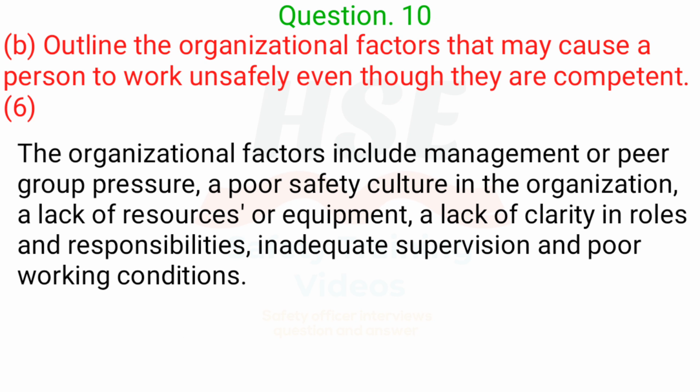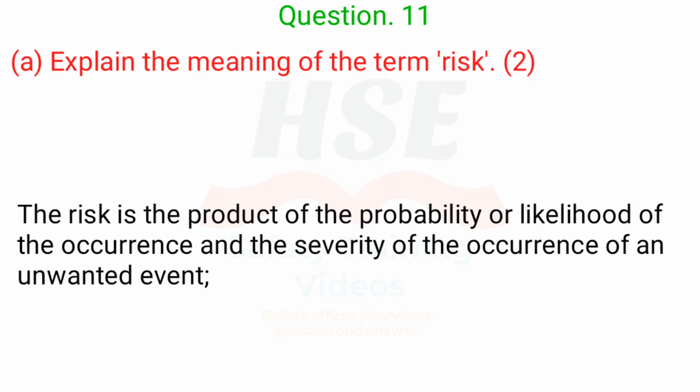Question B. Outline the organizational factors that may cause a person to work unsafely even though they are competent. 6 marks question. The organizational factors include management or peer group pressure, a poor safety culture in the organization, a lack of resources or equipment, a lack of clarity in roles and responsibilities, inadequate supervision and poor working conditions.